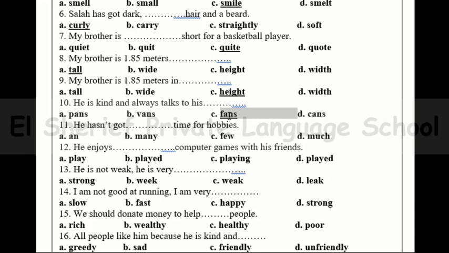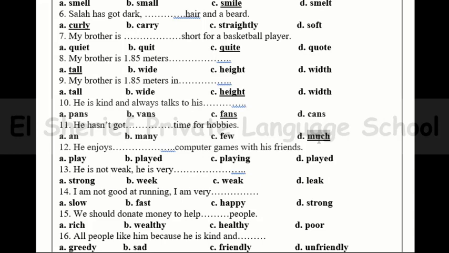He hasn't got time for hobbies. What you must notice here, and you must write down, is that time is an uncountable word. And for the uncountable words, we use, yes, much. So I'm going to say he hasn't got much time for hobbies. Now let's move on to number 12.